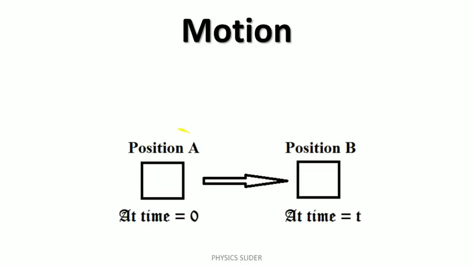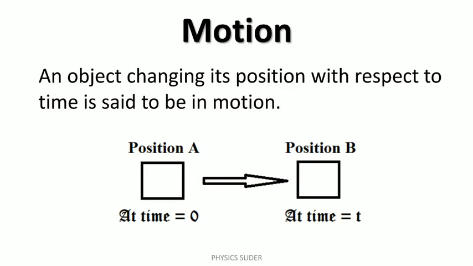An object is here at position A when the time is 0. Then it comes to the position B at time t. It means within time t it changes its position from A to the position B. Means this object is changing its position with respect to the time. Then this object is said to be in motion. So we can say that an object changing its position with respect to time is said to be in motion.